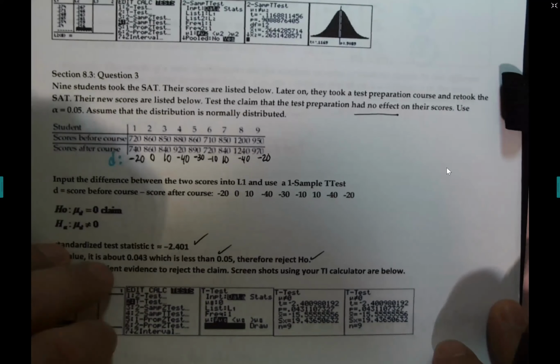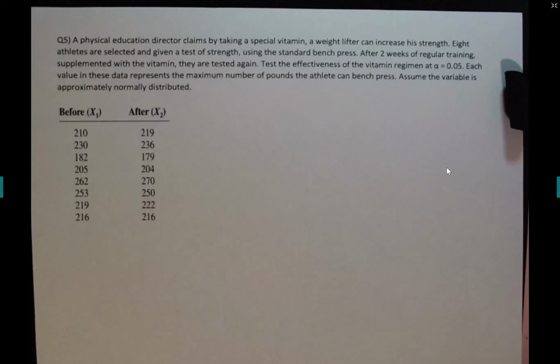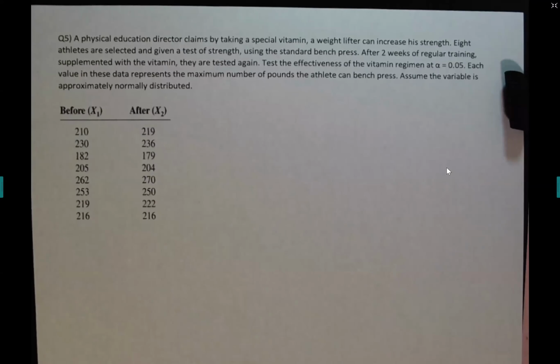So that's another example. There's one more example, guys, that we didn't do yesterday from the review exercises. It's right here, Exercise 5. A physical education director claims that by taking a special vitamin, a weightlifter can increase his strength. 8 athletes are selected and given a test of strength using the standard bench press. After 2 weeks of regular training supplemented with the vitamins, they are tested again.